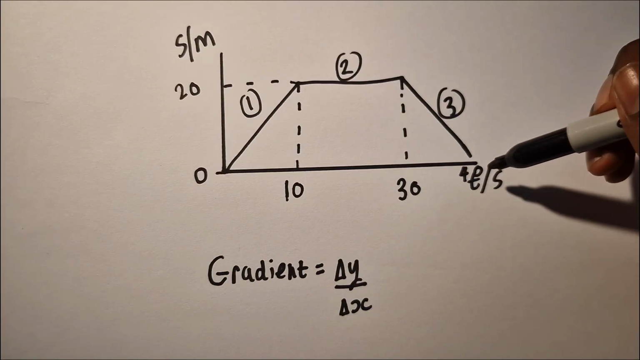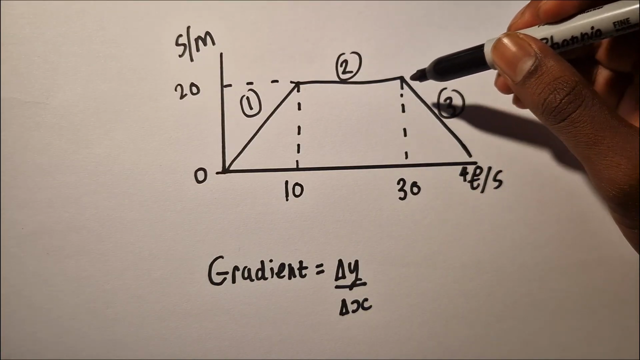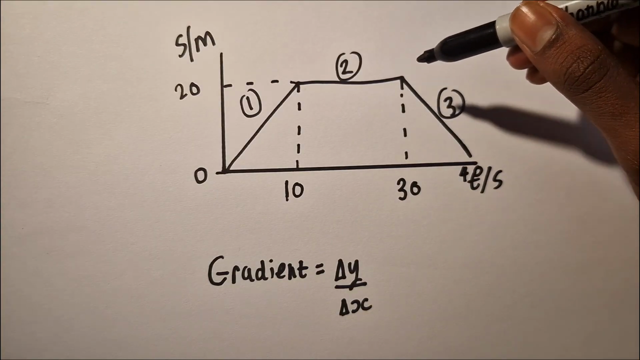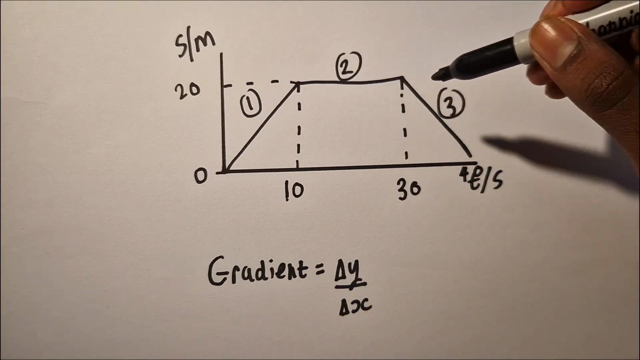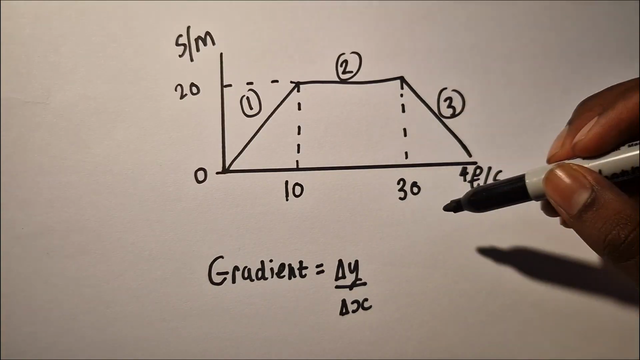Sorry, it's not very clear here. So section 3 shows that the object is moving back from 20 meters back to the starting point. So it's moving at constant velocity back towards the starting point.